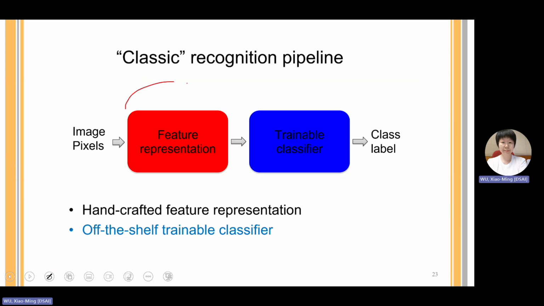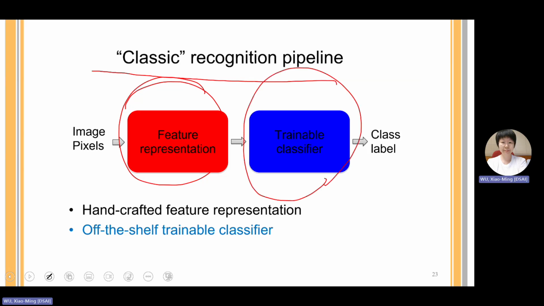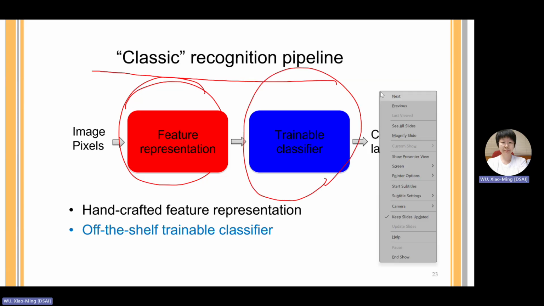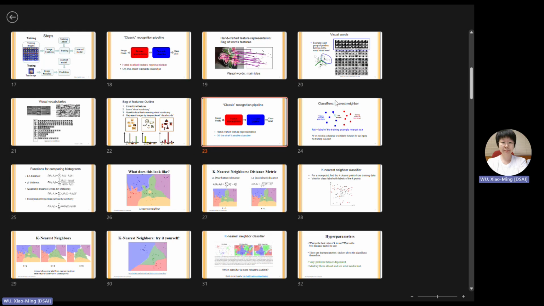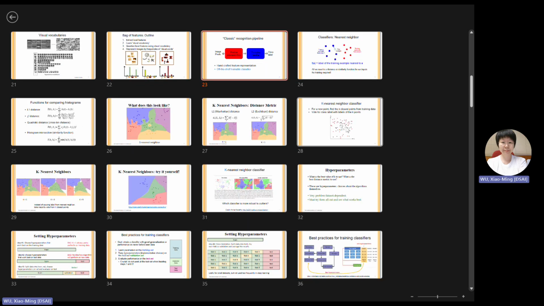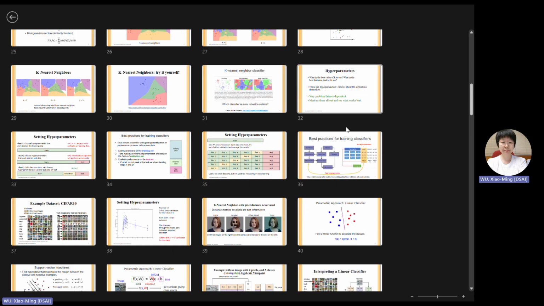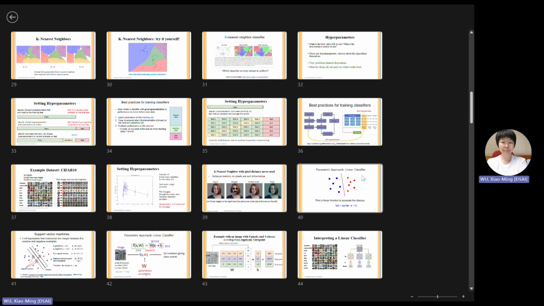Okay, so we have already introduced the bag of words features for the first stage of the classic recognition pipeline. Now let's introduce the second stage, the trainable classifiers. Specifically, we will talk about the nearest neighbor classifier. And we'll briefly introduce the linear classifier because it's closely related to the perceptron algorithm, which is the building block of neural networks.